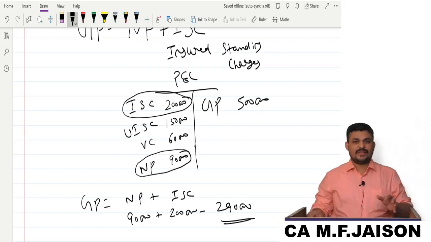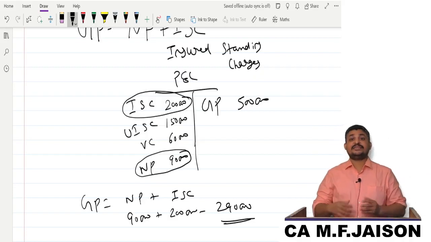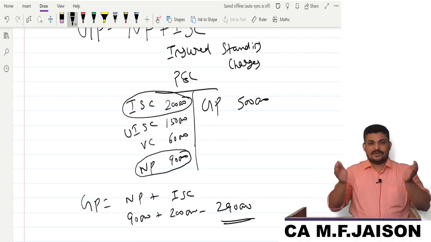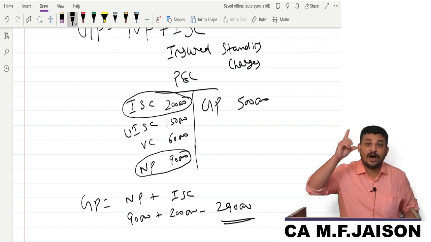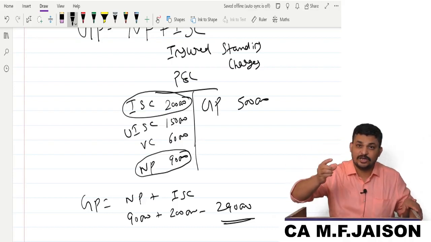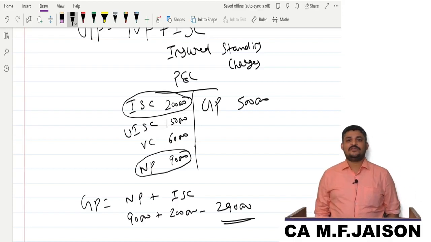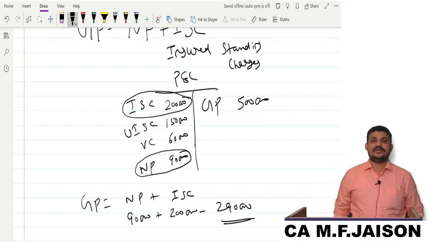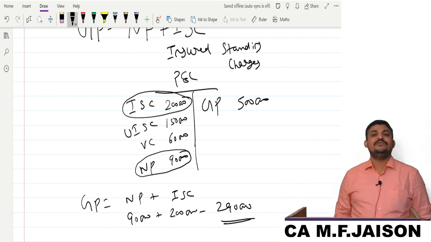That is why I told you, it's not the normal usage of gross profit, but definitely it is much higher than the net profit. So for this topic, we use the term gross profit, but it is not your normal gross profit. It is not a trading gross profit. It is a gross profit separately defined for this policy. So what is the gross profit definition for this policy? Net profit plus insured standing charge alone we will be compensating.